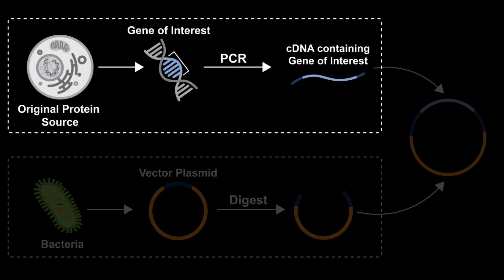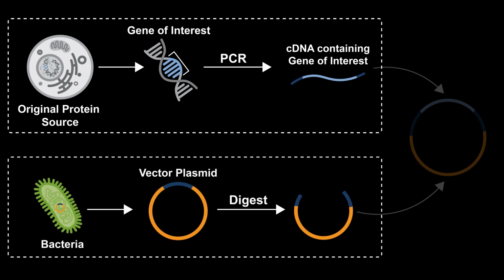The gene of interest can be isolated using various techniques, but the most common one is polymerase chain reaction or PCR. This video will not cover the steps involved in PCR, but understand that this technique is used to amplify specific DNA sequences for further experimental uses. After isolating our gene of interest and identifying the vector plasmid we plan to use, the two DNA fragments can be combined using restriction enzymes to cut open the vector and ligation to paste in the gene of interest. The result is a new recombinant DNA.